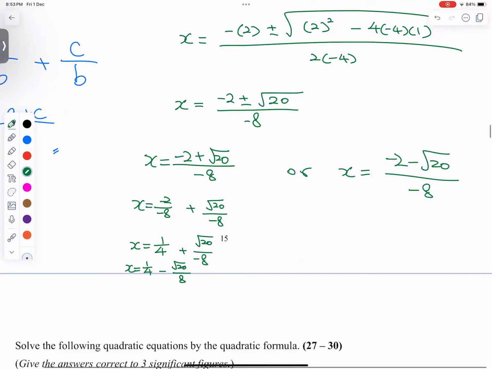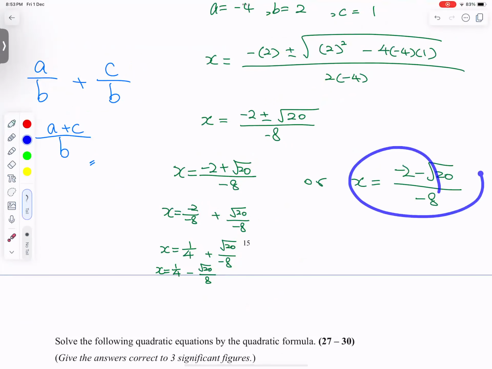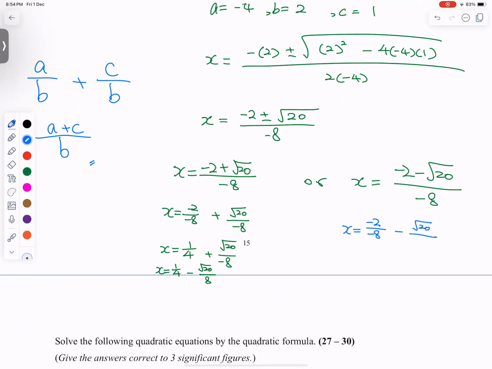Can you also do the same for this part? Separate them and then see what you get. One over 4 and then positive. Yes, good. Yeah, this will be the final answer.